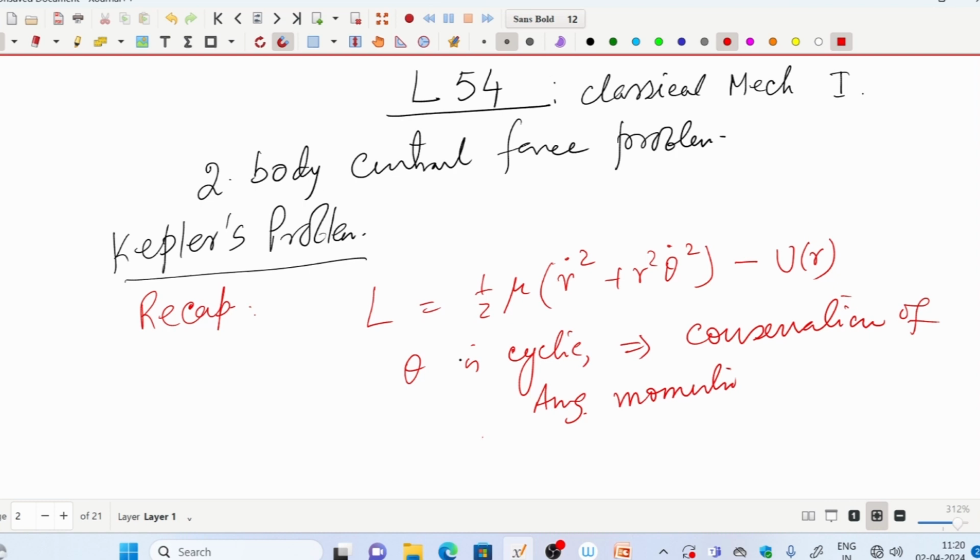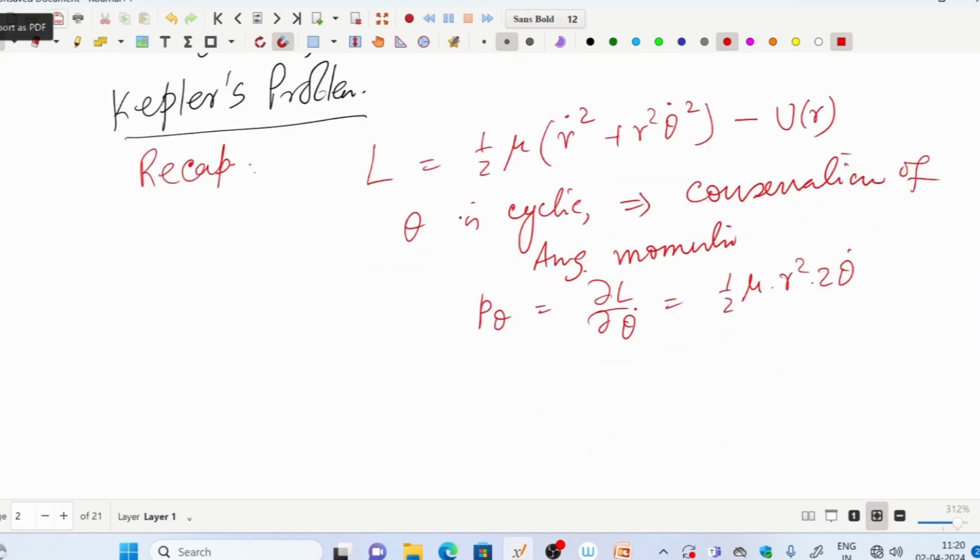So we can calculate p theta, which is del L by del theta dot, which is mu r squared theta dot. This means that mu r squared theta dot is constant, and that we denoted by the angular momentum M. So this is one constant of motion, and another is the total energy that we wrote earlier. The total energy is also a constant of motion.